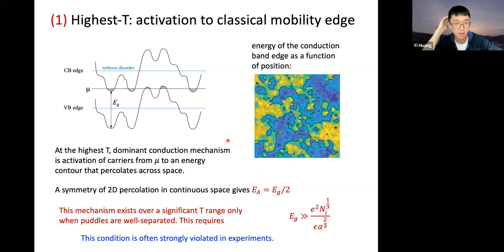However, such percolation thinking requires the electron and hole puddles to be well separated from each other. This means the distance between them is quite big, and this also means we require the band gap to be much larger than the energy scale determined by disorder. However, in experiments, such a condition is often strongly violated. The disorder is so strong that it is comparable to the band gap, and we can no longer think of such a mechanism in the experimental temperature range.